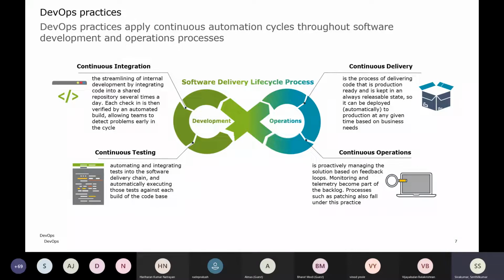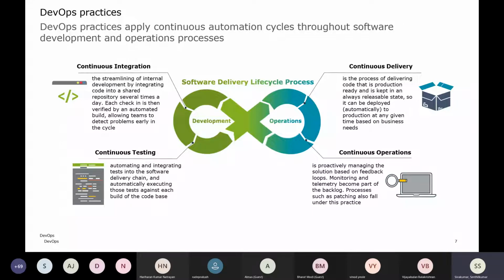Continuous delivery is the process of delivering code that is production ready and kept in an always reusable state, so it can be deployed automatically to production at any given timeline and business needs. Continuous delivery is like a chain: the developer develops the code and keeps uploading it into the repo, and the tester automatically fetches the information from the repo and does the testing continuously.